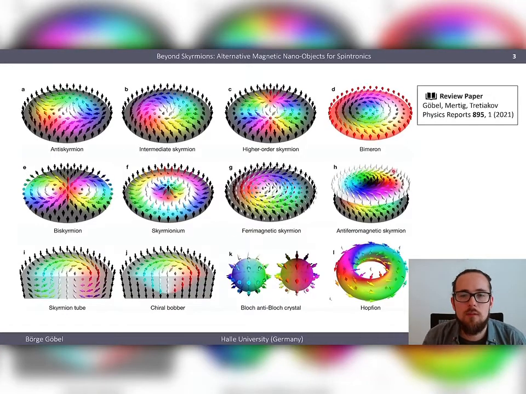Here in our review paper, we have considered quite a lot of them, but I want to discuss here mainly the antiskyrmion and the bimeron, because I think they are quite unique and quite interesting, even though they are very much related to the conventional skyrmion in terms of their topology. But first let me start with something more simple, the skyrmionium and the antiferromagnetic skyrmion.